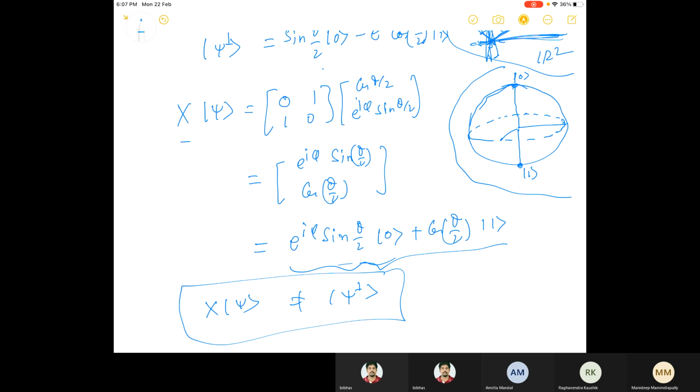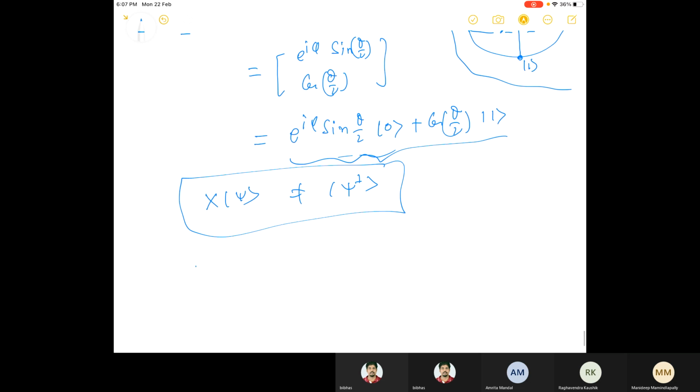So in fact, let me make a conclusion. There is no universal quantum NOT gate. So that's the conclusion.